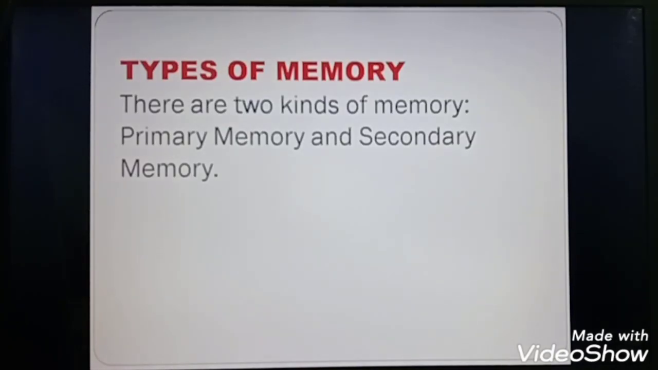There are two types of memory, or we can say two kinds of memory. What are they? Primary memory and secondary memory. That means computer memories are classified into two bases: primary memory and secondary memory. In today's class, we are going to learn about primary memory. What is primary memory?